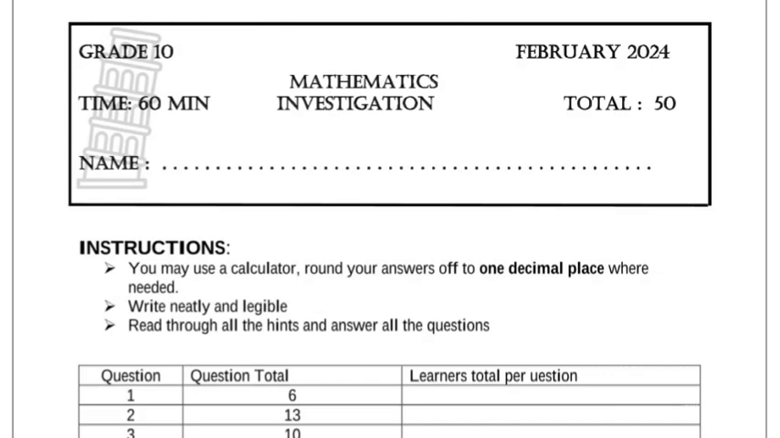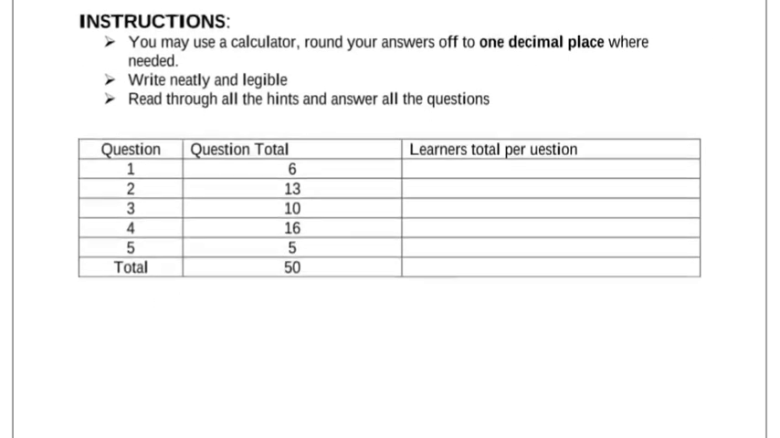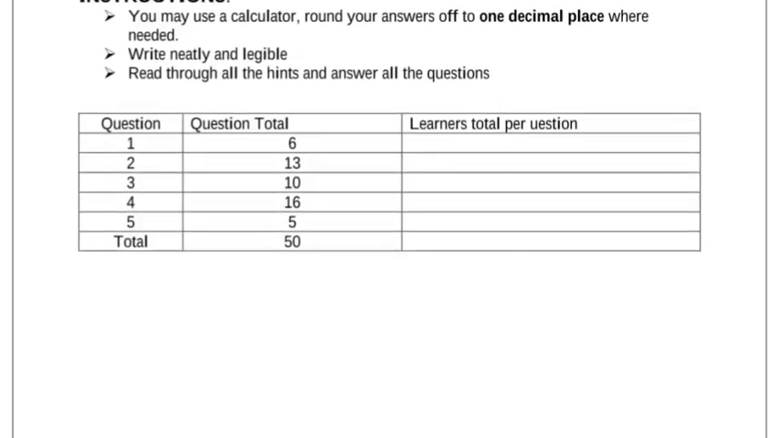confidence and clarity. If we have a look at the cover page of this investigation, we notice that it was for a total of 50 marks and it was written within 60 minutes. Here's a breakdown of the questions. We have questions 1 to 5. There's the corresponding mark allocation to give you the total of 50 marks. In this video, I'll be working through question 1.